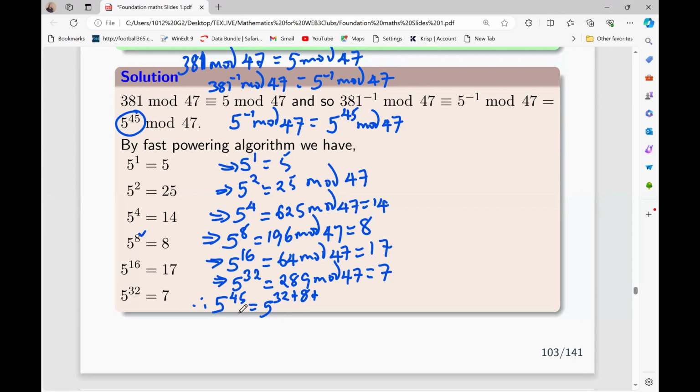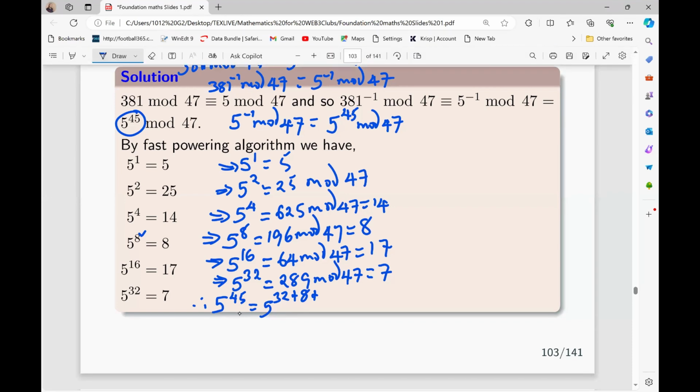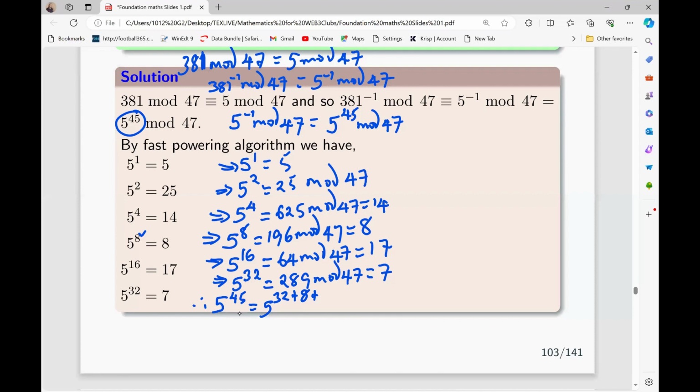5 is not among these powers. The closest I have is 4. I needed the 5, I got 4, so I'm left with 1. And I have it among my powers here. Let me just confirm that what I have is 45 as the power. 40 plus 5, yes, I'm there.